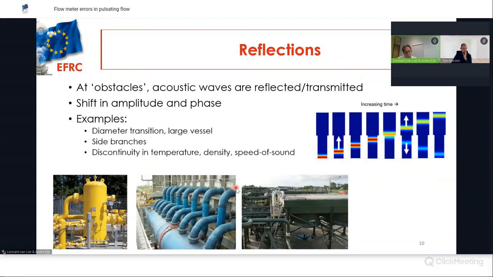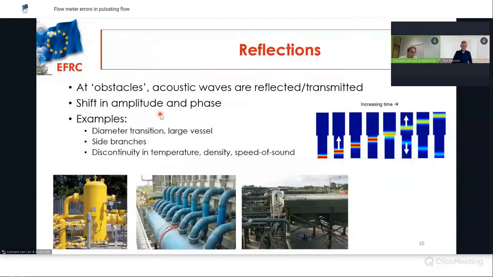This is about pulsations which propagate undisturbed, but in reality, of course, a pipe system has obstacles, and at each obstacle, the acoustic waves are reflected or partly transmitted. You can see that in this illustration here. An acoustic wave is approaching a diameter transition, and upon this transition, part of the wave is reflected and part of the wave is transmitted. And of course, the ratio between those depends on the area ratio of the transition. And upon reflection, what you will see is a shift in amplitude and a shift in phase in general.